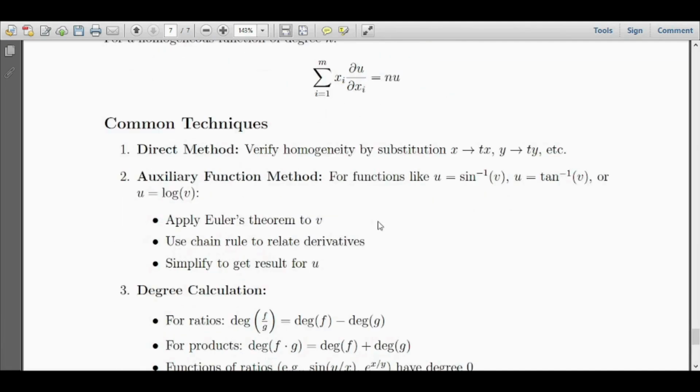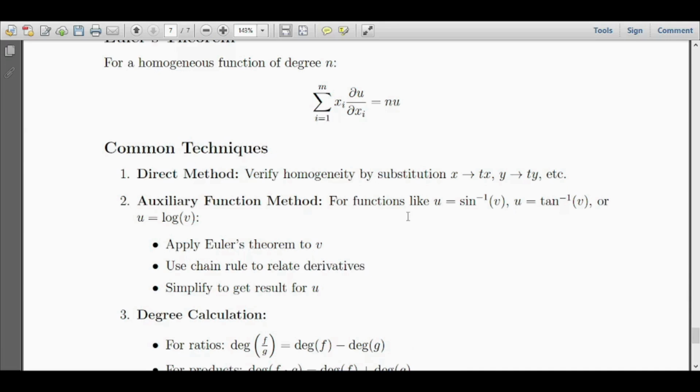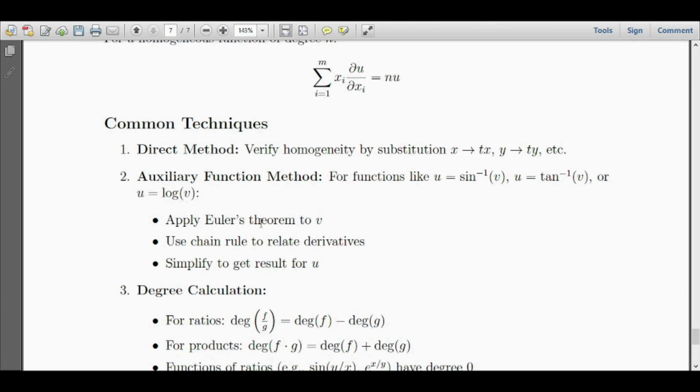Common techniques for verifying homogeneity: we substitute x to tx and y to ty, or use the auxiliary functions method. We use this when the given function involves an inverse trigonometric function or a composite function, like u equals sin inverse v, u equals tan inverse v, or a logarithmic function. So we apply Euler's theorem to v. How? Suppose u equals sin inverse v, apply sin on both sides, so sin u equals v. We will apply Euler's theorem to v only.